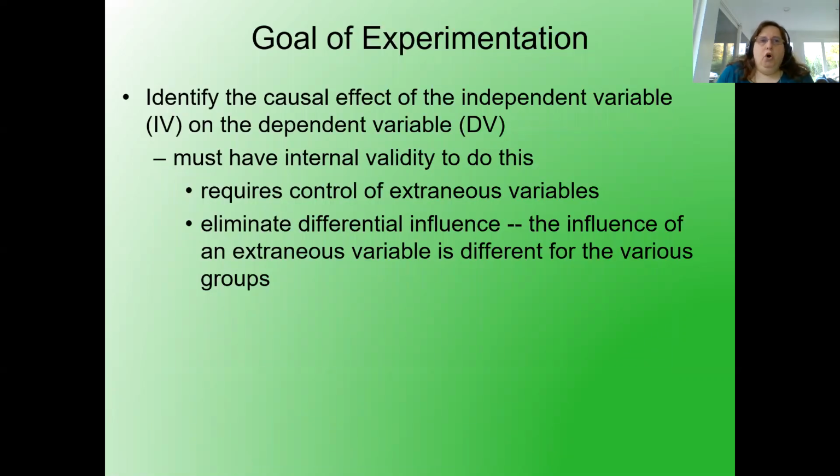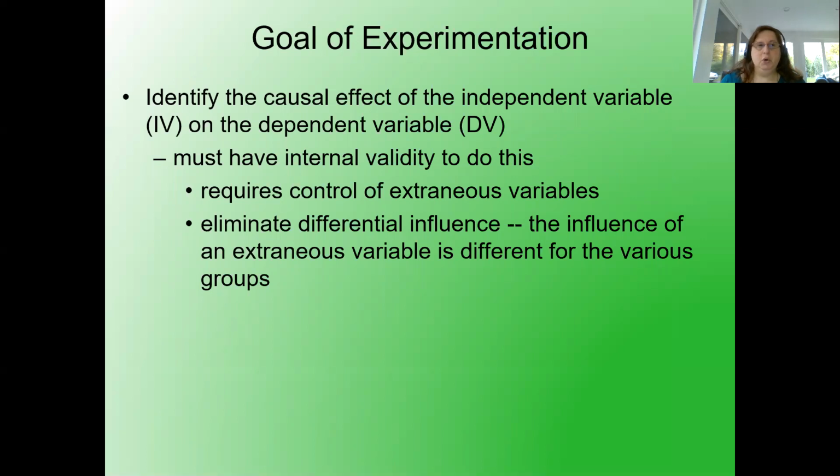So what is our goal of experimentation? Well, it's to identify the causal effect of the independent variable, or IV, on the dependent variable, or DV. In other words, does the IV cause the DV? And we talked about all the conditions that must occur, and we really must have internal validity to do this, which means we have to control our extraneous variables. We have to control our extraneous variables.